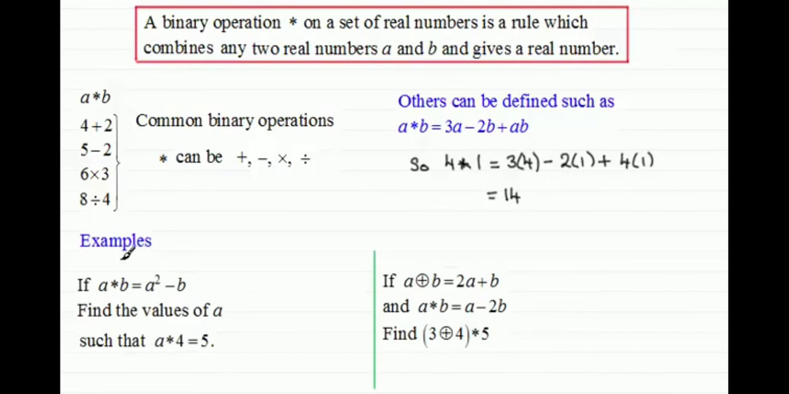Let us see some other examples. Here I have given two examples. So we have to calculate the value of a under the given condition a star 4 is equal to 5. So the operation defined is a star b is equal to a square minus b. In the second example, I have given two binary operations, plus and star. So plus is defined by 2a plus b and star by a minus 2b. Let us solve the problem one by one.